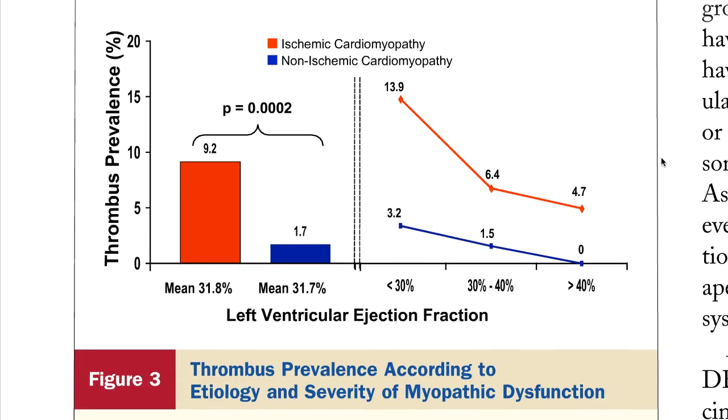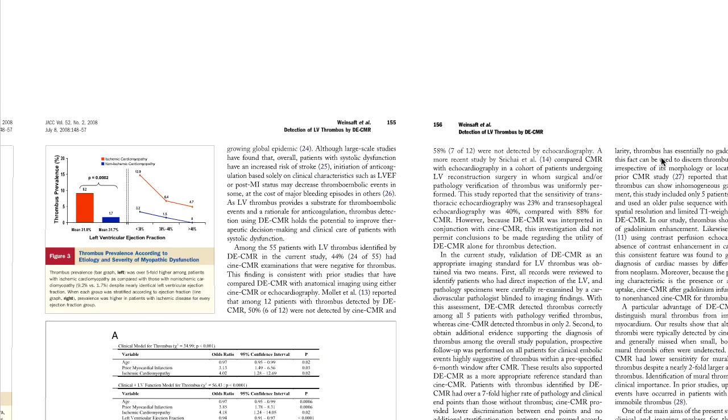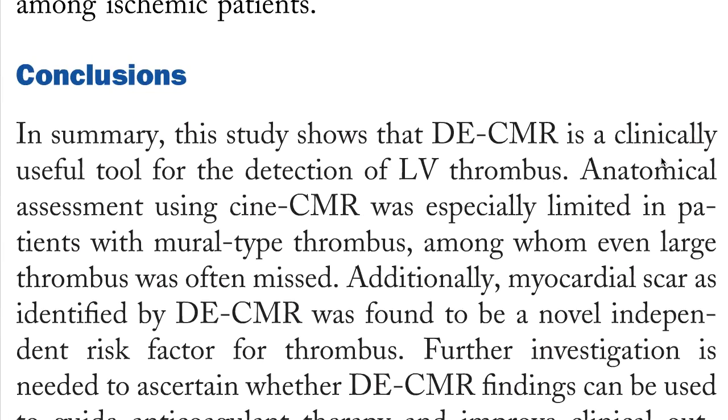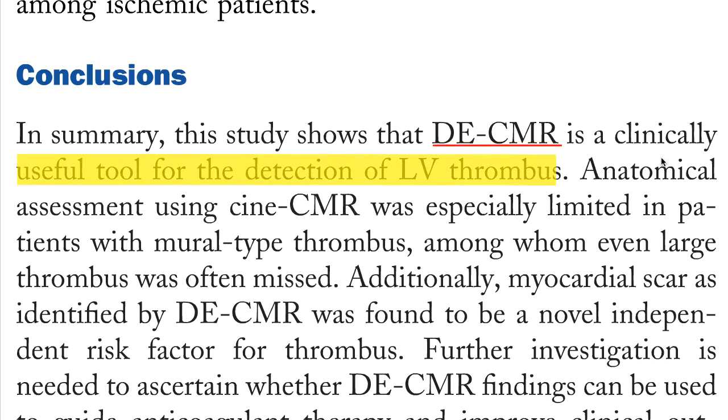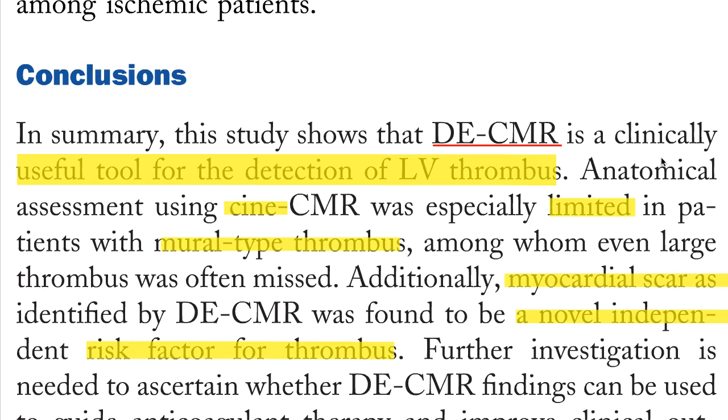They also looked at the prevalence of thrombus in ischemic versus non-ischemic cardiomyopathy patients. Ischemic has a higher prevalence, the thought being that there's an inflammatory process with ischemic patients, and that leads to thrombus more frequently than in non-ischemic cardiomyopathy, where just the slow flow is leading to thrombus. So delayed enhancement CMR for detection of thrombus is definitely better. Can be limited with mural thrombus, and scar is an independent risk factor.